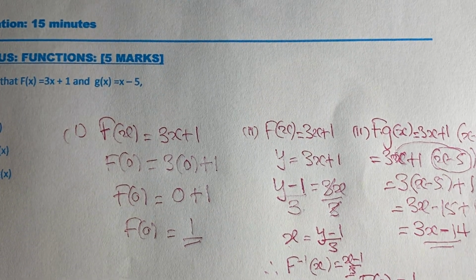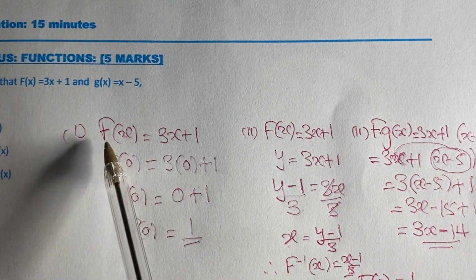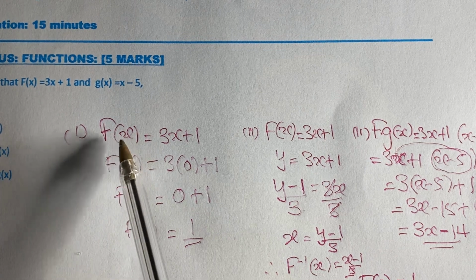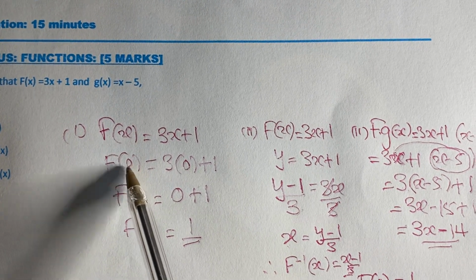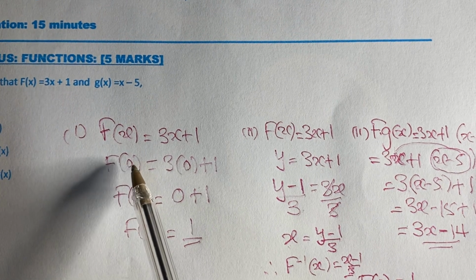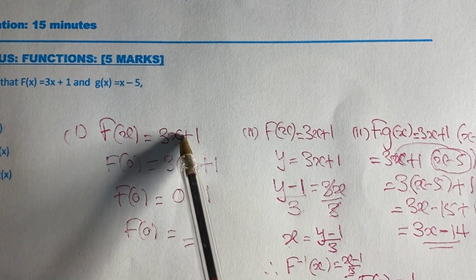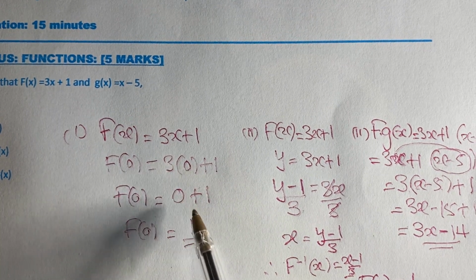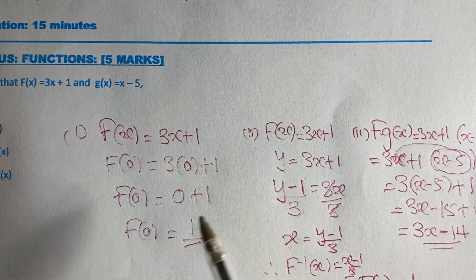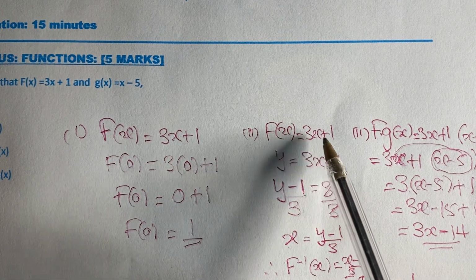And having done that, it means we've answered the question as per the expectations of the examiner. Very, very important to consider is that once you're given f of x or any function and told that inside the brackets there is a number, it simply means you're going to replace or substitute directly into the actual function. So you say 3 times 0 plus 1, 3 times 0 is 0, 0 plus 1 is 1.